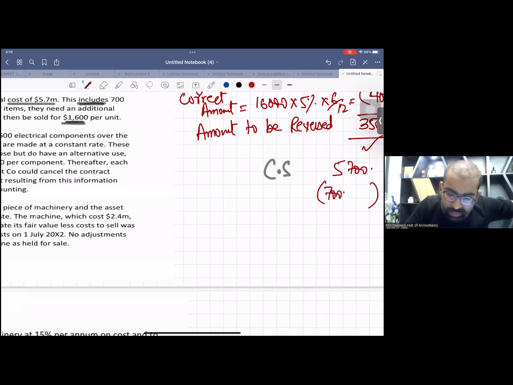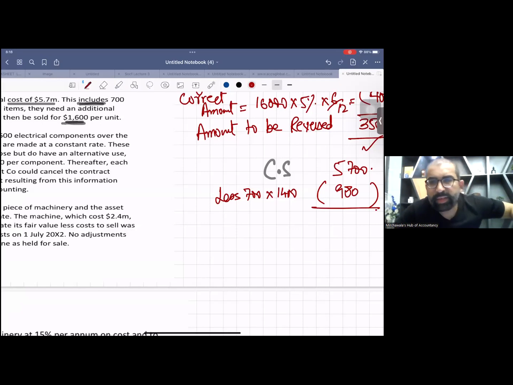700 times, what is the cost? Cost is 1,400. Less 700 times 1,400. Obviously, we'll write without 3 zeros. This is 980. Take out from the room: 5,700 minus 980. Take out those units from the room.